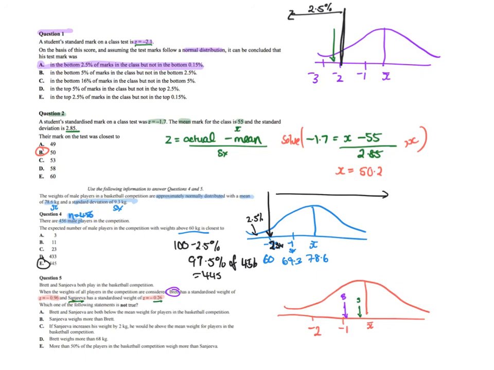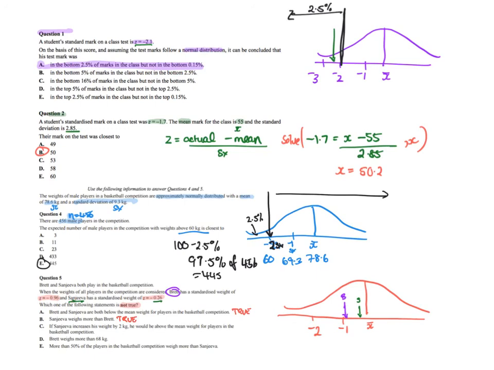So if I have a look, Brett and Sanjeev are both below the mean. We're looking for which one's not true. So Brett and Sanjeev are both below the mean weight for the players in the basketball competition. That is true. Sanjeev weighs more than Brett. You can see the S is higher up on the scale. So I'm going to say that's true as well. If Sanjeev increases his weight by 2 kilograms, he would be above the mean weight for players in the basketball competition.